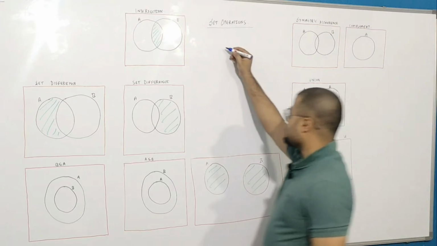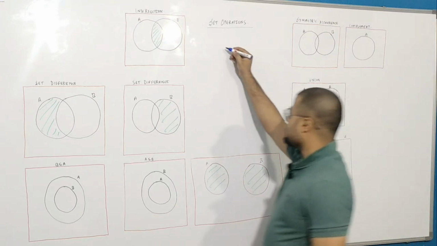For 1, 2, 3, 4, these conditions are fulfilled, so they will be a part of it: 1, 2, 3, 4. 5, 6, and 7 are common elements, so they will not be an element in it. 8, 9, 10 fulfill the condition that they don't belong to A but they belong to B. So 8, 9, and 10. So this is what your symmetric difference is.